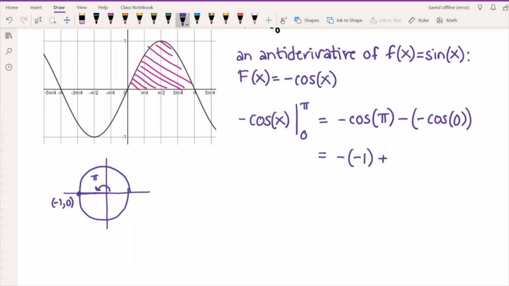And then these two negative signs become positive, and then cosine of 0, well, that's just equal to 1, right? Because the x coordinate at an angle of 0 is 1. And so we end up with 2.